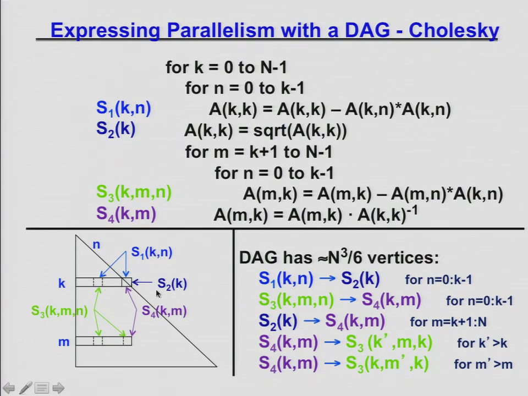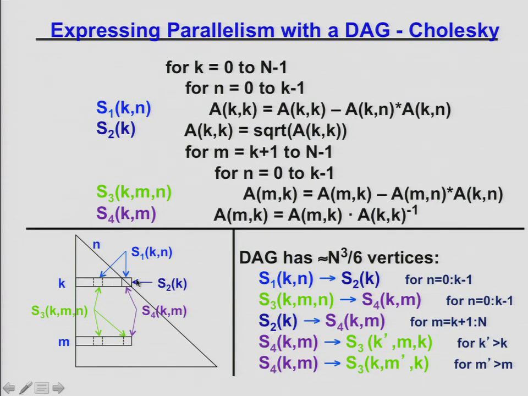And S2 is taking the square root just of the diagonal entry. S3 is multiplying, it's a little hard to see, that guy times that guy and subtracting from that guy. So it's doing the dot product of that row and subtracting. And then the last statement, S4, divides that entry by that entry. So those are all the statements, and here are all the arrows that define the dependencies.